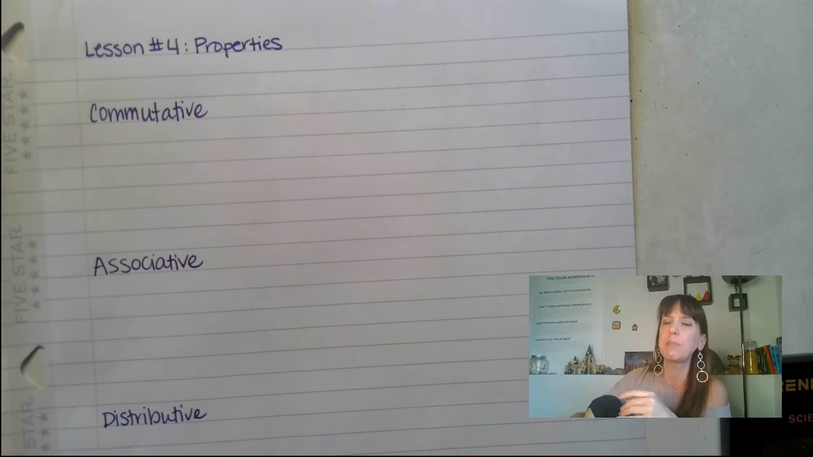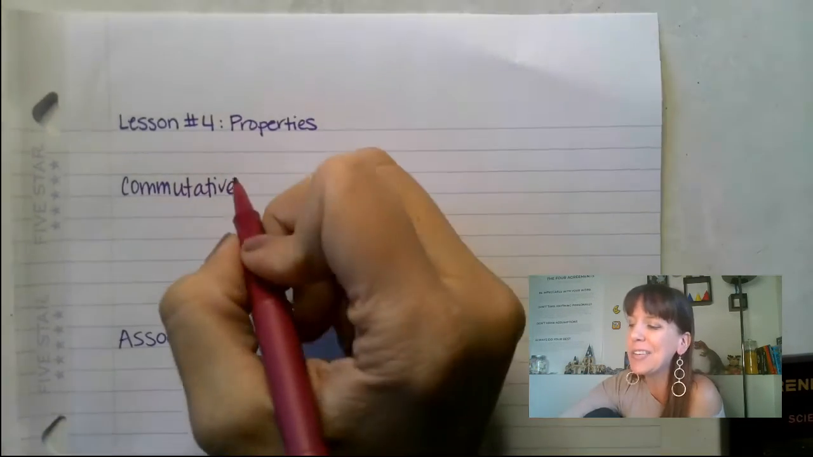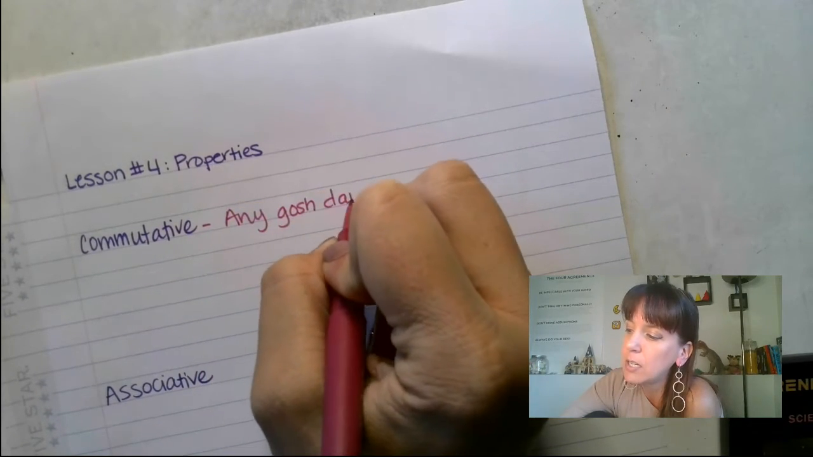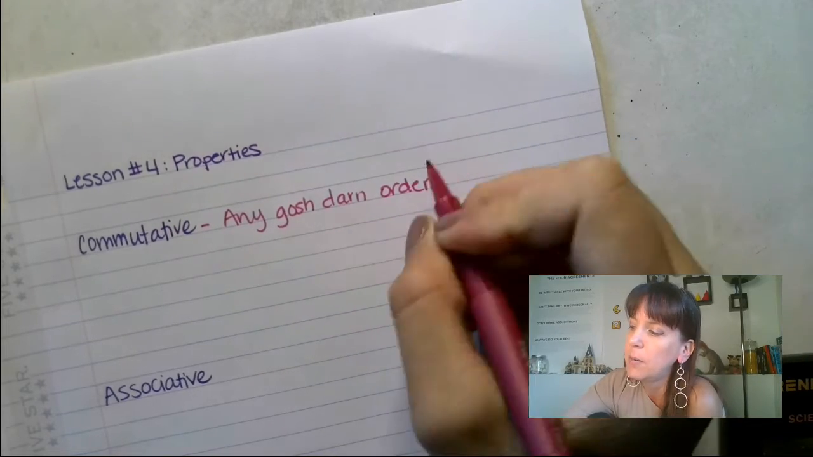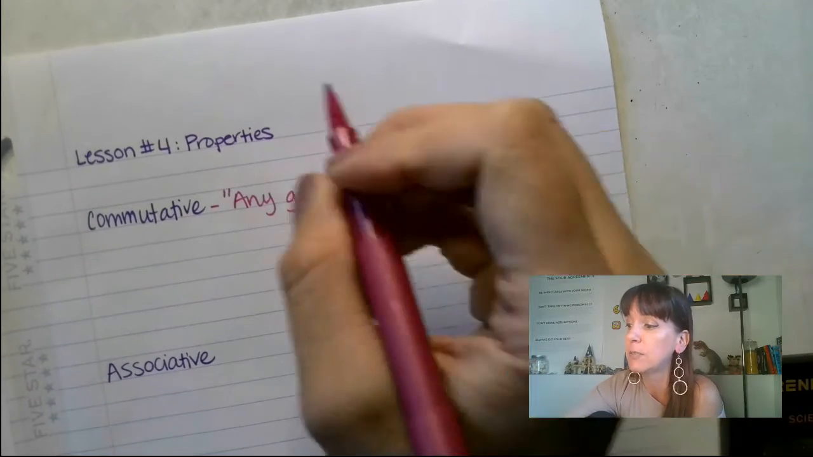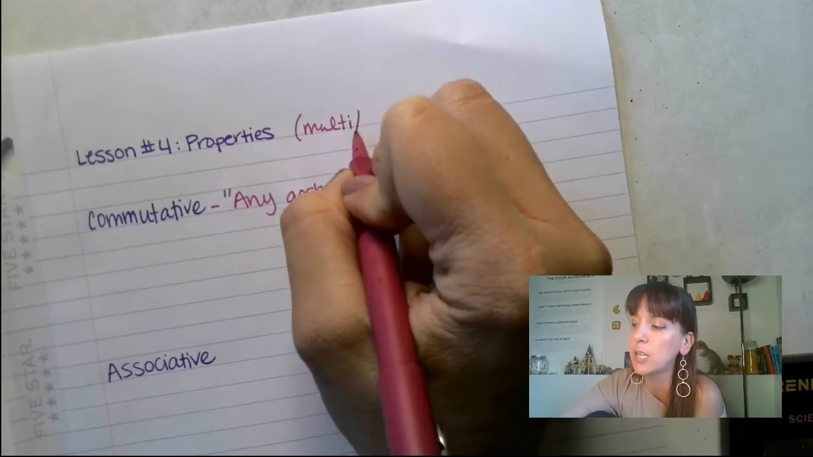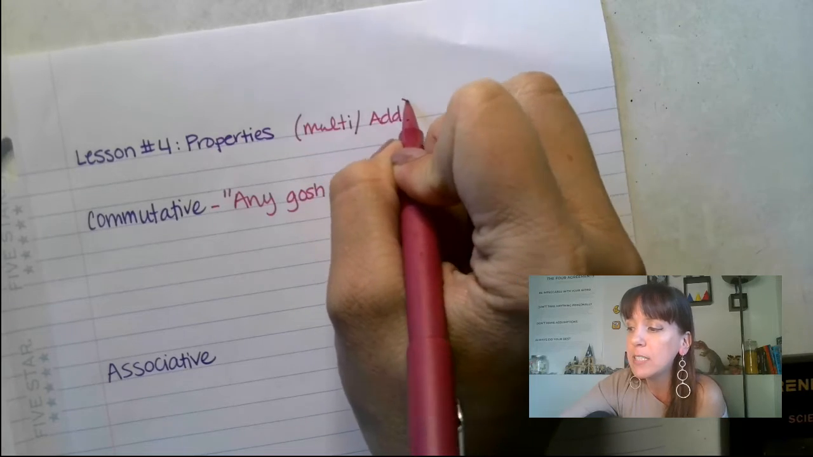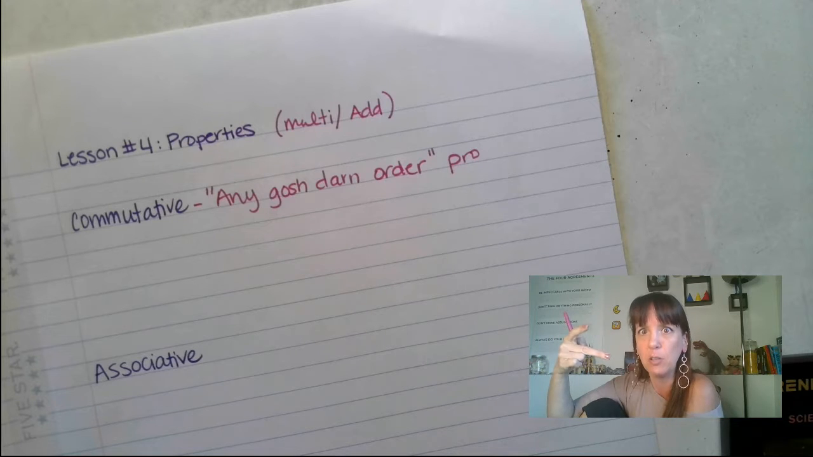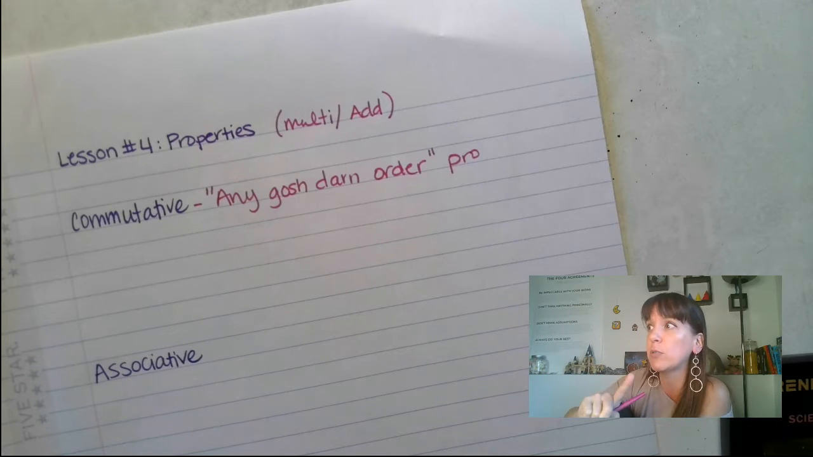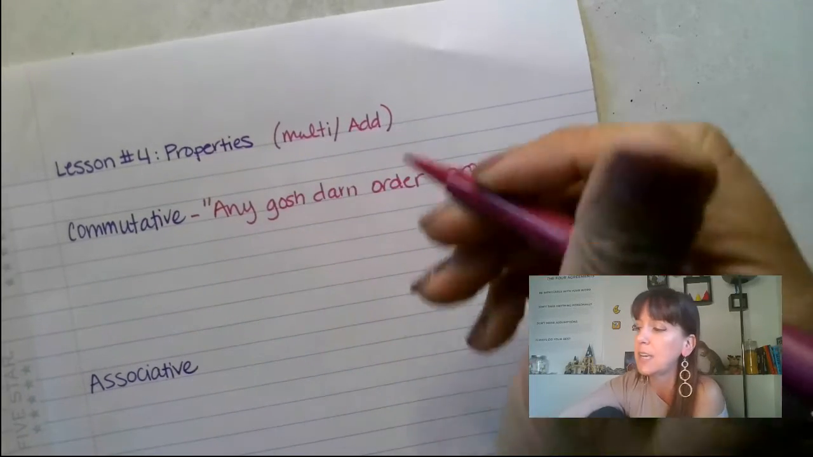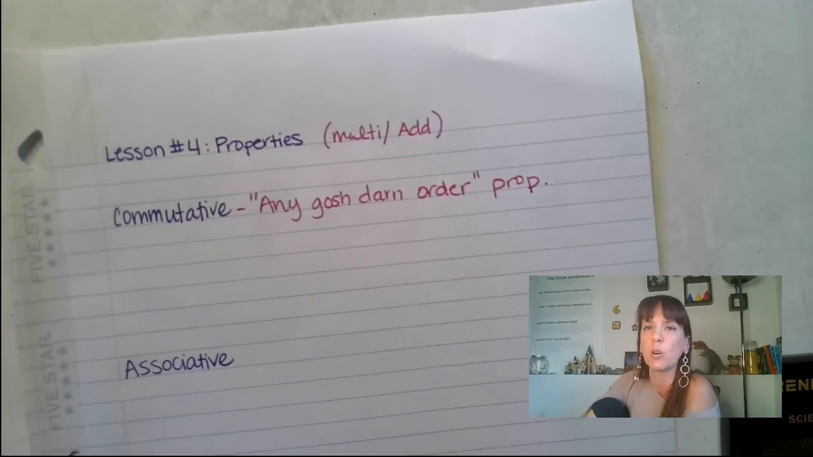The first one is our commutative property. What does that even mean? I call this guy the any gosh darn order property. Now, all these properties work with multiplication and addition. So I'm going to write that here. Multiplication and addition. We've already talked, you and I, about how division is just multiplying by the reciprocal, right? And we've already talked about how we don't subtract, we add the opposite. So really our only two operations that we have to deal with are multiplication and addition, and these guys work for that.